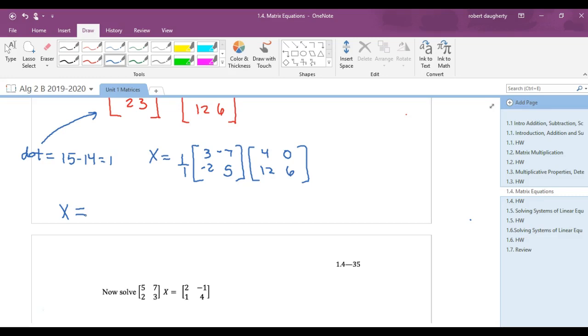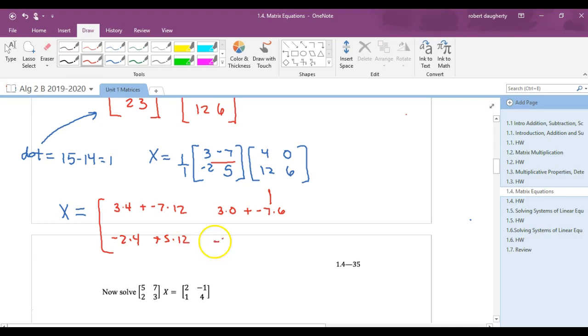First thing I'm going to do is first row, first column. So that's going to be 3 times 4 plus negative 7 times 12. That's the first element. And then to find the next element, first row, second column, that's 3 times 0 plus negative 7 times 6. Let's go to the second row. Second row, first column, that's negative 2 times 4 plus 5 times 12. And then second row, second column is negative 2 times 0 plus 5 times 6.